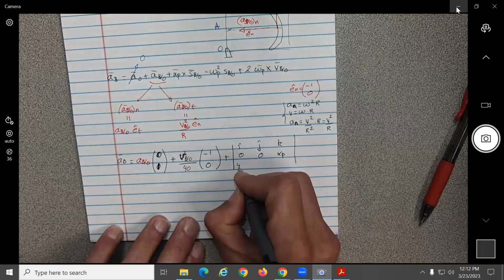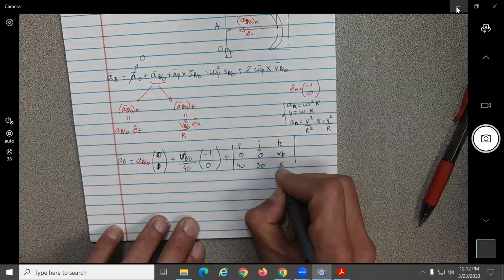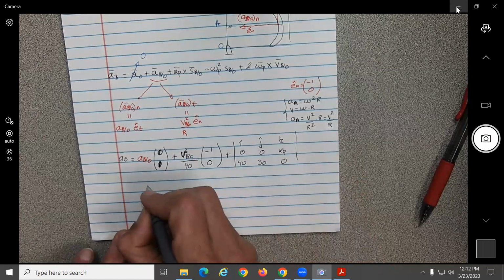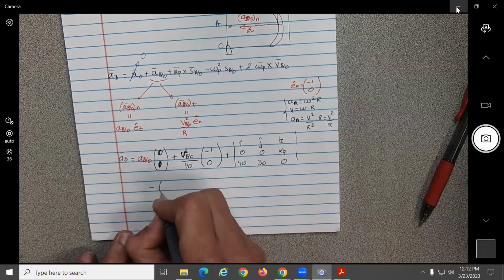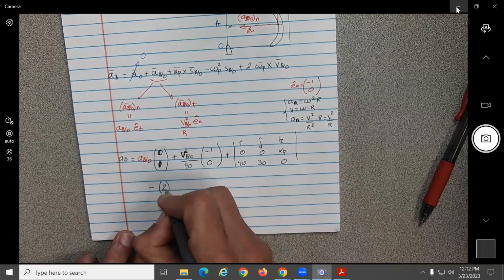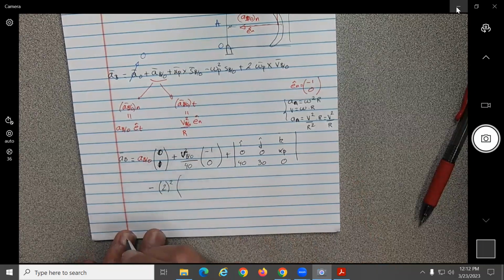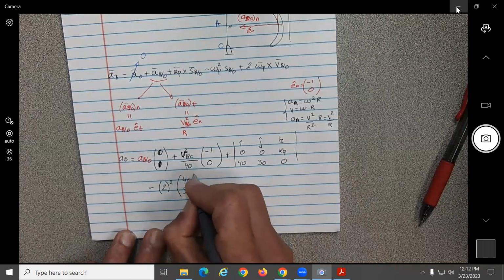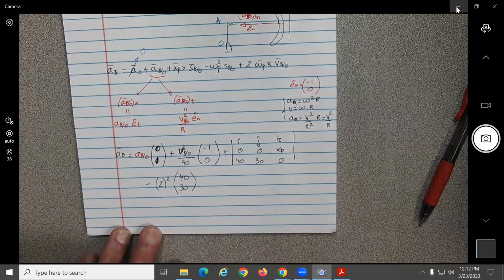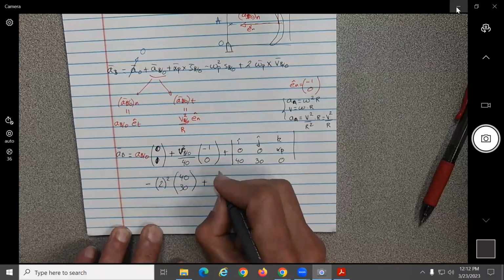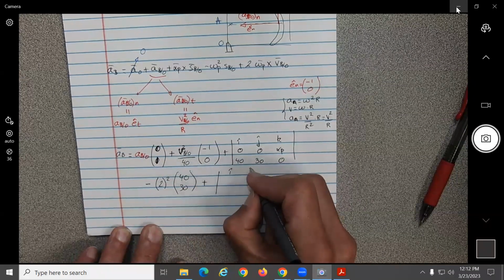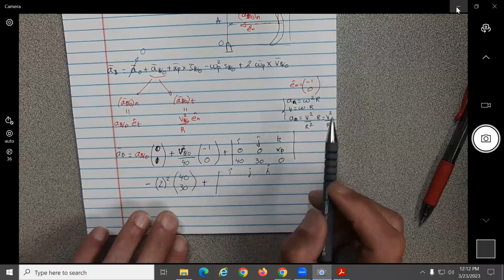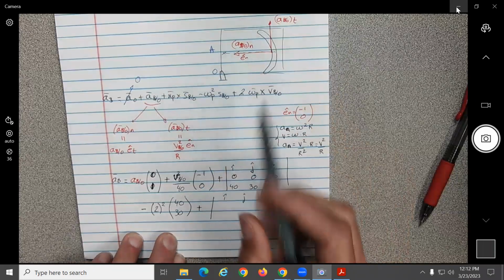40, 30, and 0. Then you have the next term, which is minus omega of the plate that we just calculated, 2 squared, times 40, 30. And the last one plus, I like to do it this way, 2ijk. What do you find for the relative velocity?